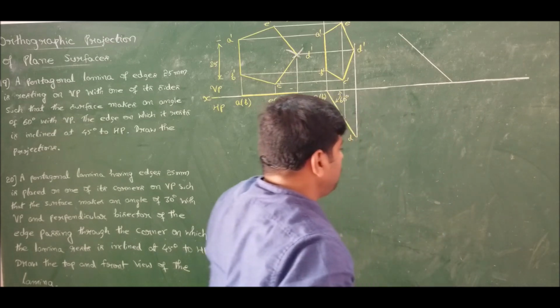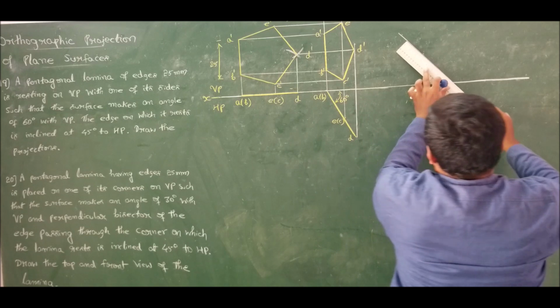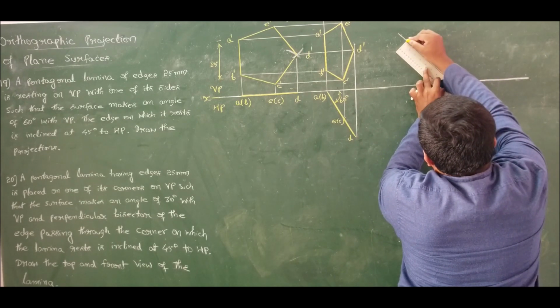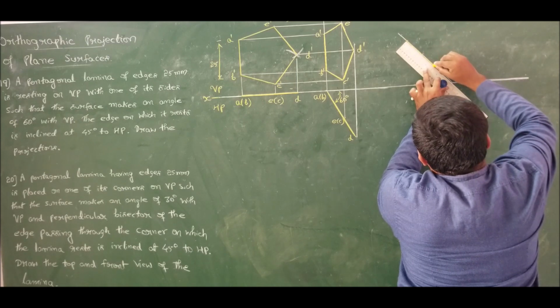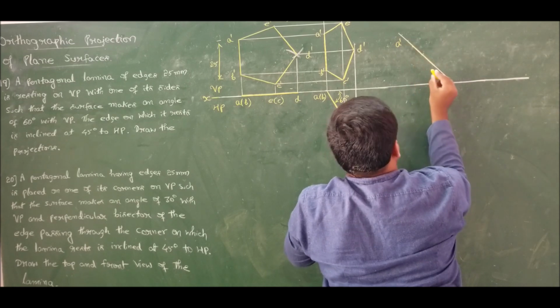Done. I have drawn the 45 degree line. Now this length is known. That length is 25 mm. So draw 25 mm on this line, which is nothing but A dash and B dash.